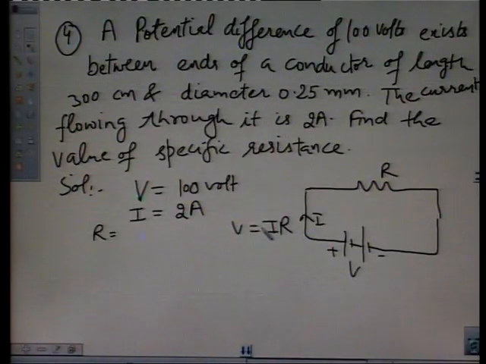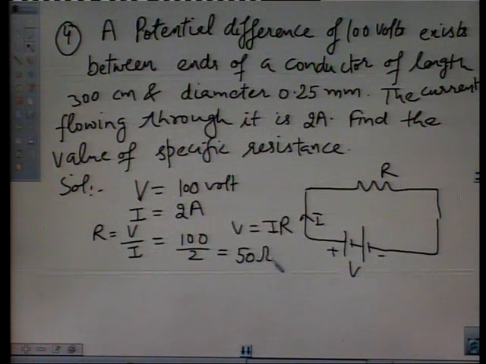This is from Ohm's law. R is equal to the ratio of potential V to the current I. So this is equal to 100 upon 2. The value of resistance comes out to be equal to 50 ohm.